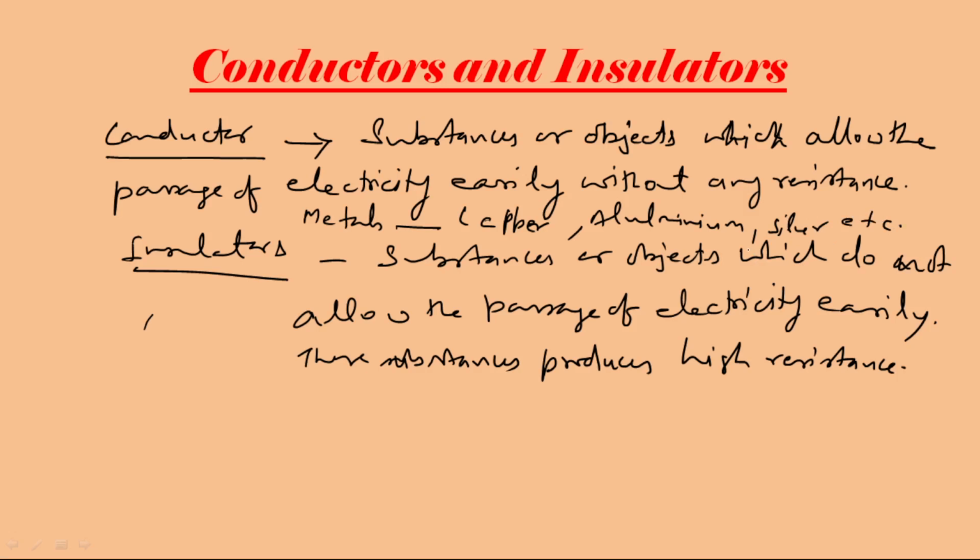Insulators are objects which do not allow the passage of electricity easily. So you can say that plastic rod, nylon, rubber, etc. So this is actually the definition of conductors and insulators.